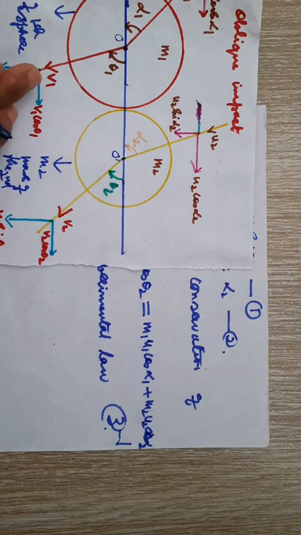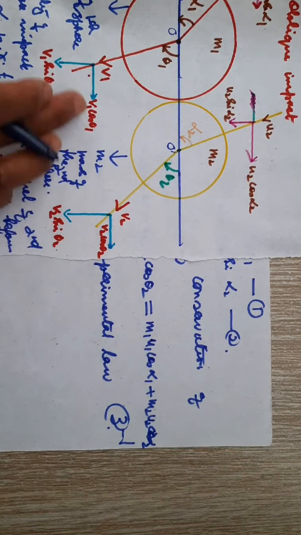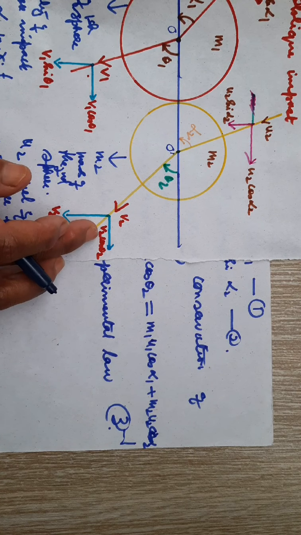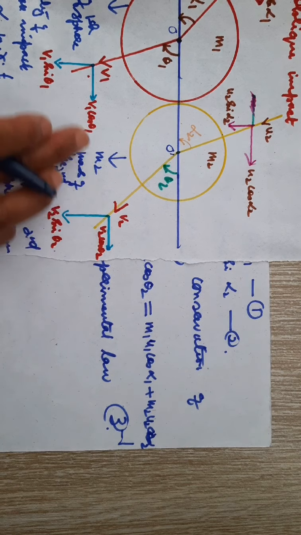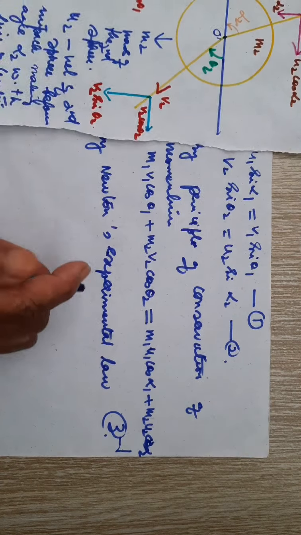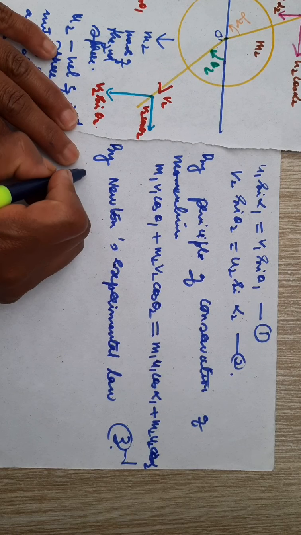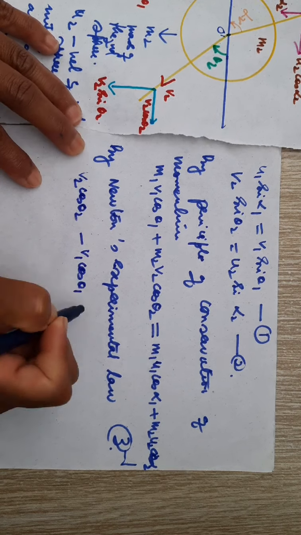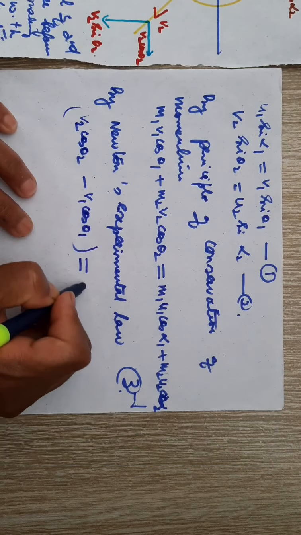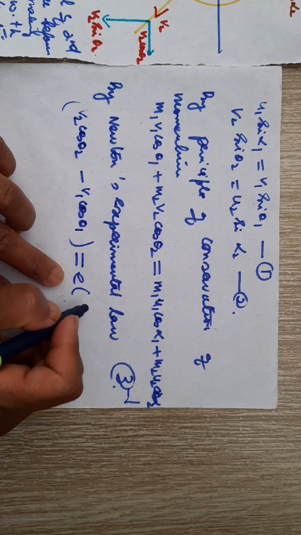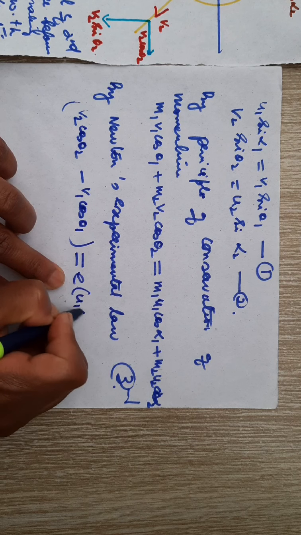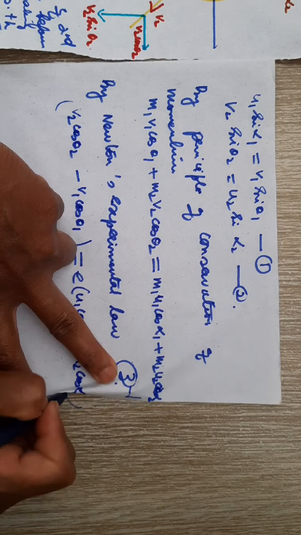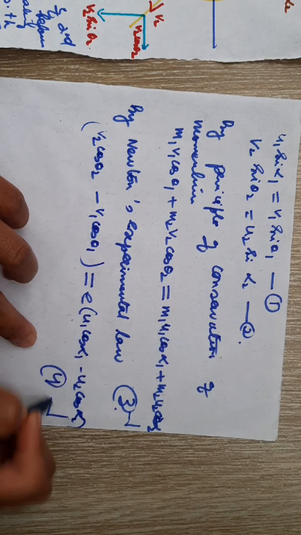And the relative velocity of separation along the line of centers is this one. For the first sphere it is v1 cos theta 1, and for the second it is v2 cos theta 2. So v2 cos theta 2 minus v1 cos theta 1 will give you the relative velocity of separation. This should be E times the relative velocity of approach, that is u1 cos alpha 1 minus u2 cos alpha 2. Name this as equation 4.